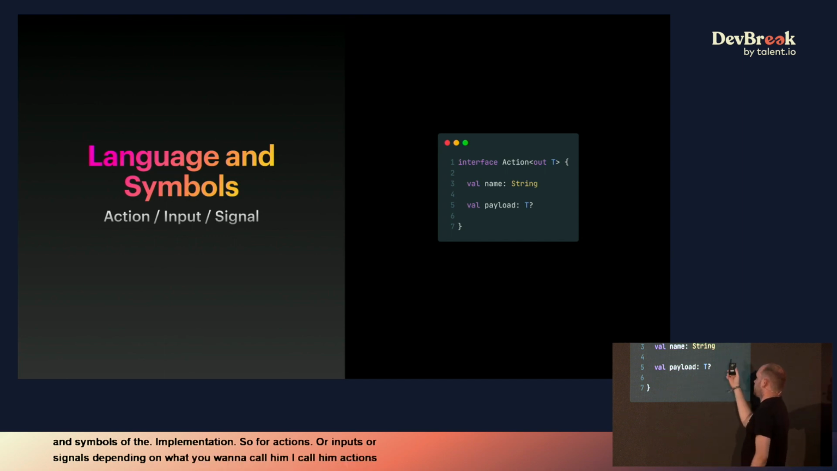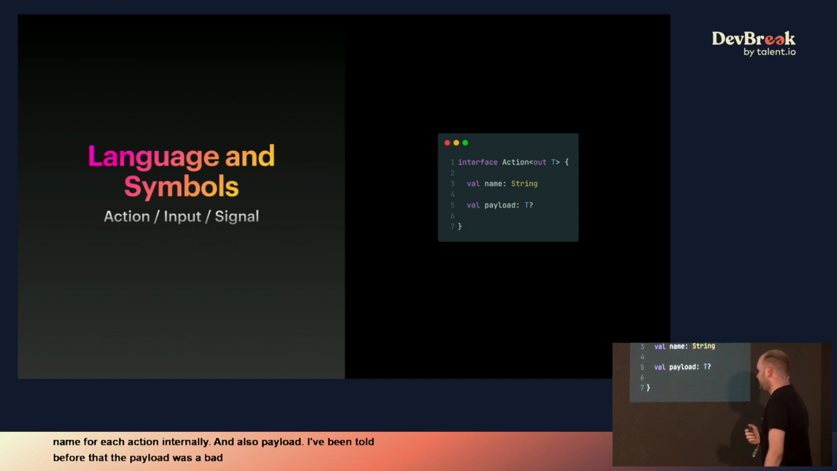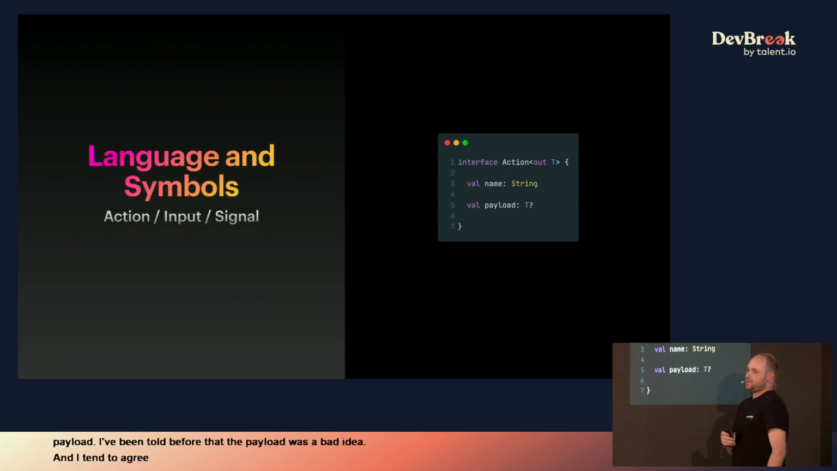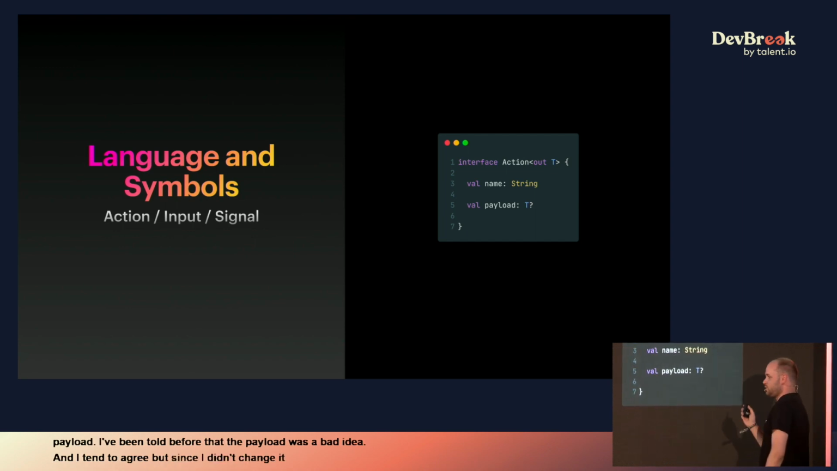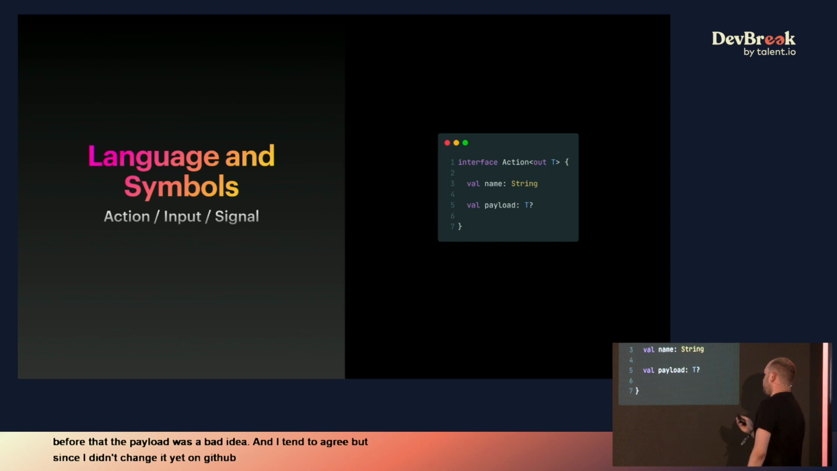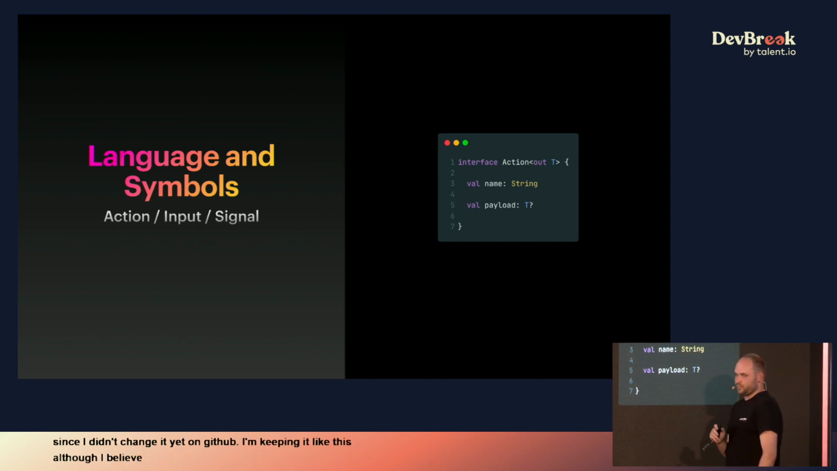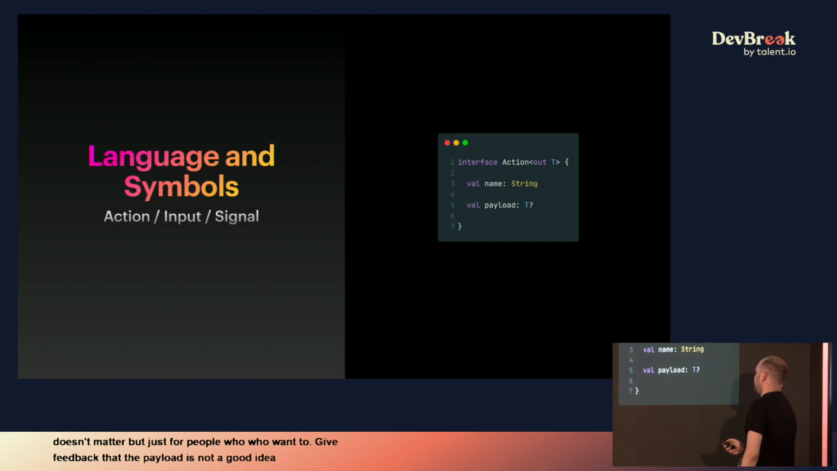I thought it would be nice to have an interface and to have a name for each action internally, and also a payload. I've been told before that the payload was a bad idea, and I tend to agree, but since I didn't change it yet on GitHub, I'm keeping it like this. Although I believe I will remove the payload in the future. Anyway, it's not used anywhere throughout the presentation, so it doesn't matter. But just for the people who want to give feedback that the payload is not a good idea, I understand. I agree. I'll remove it later.